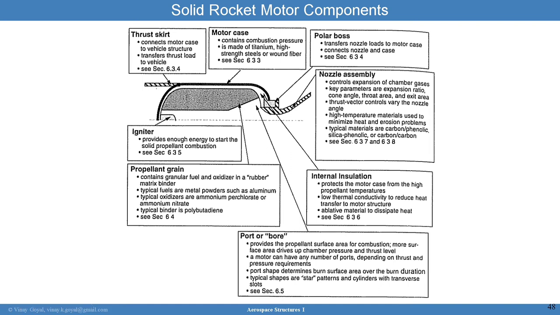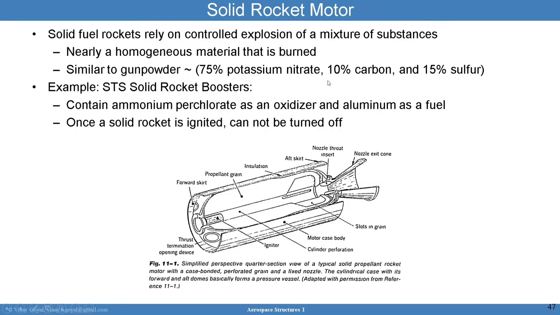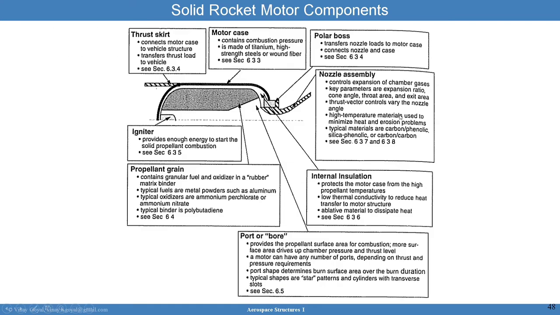I'll show you a picture of that later. Typical shapes we're going to see later are stars, and that's because they can increase that surface area we were talking about. And you can also then have cylinders with transverse slots. I'll show that later. The propellant grain here contains granular fuel and oxidizer in a rubber matrix binder. Like I said before, in this case, the aluminum serves as a fuel.